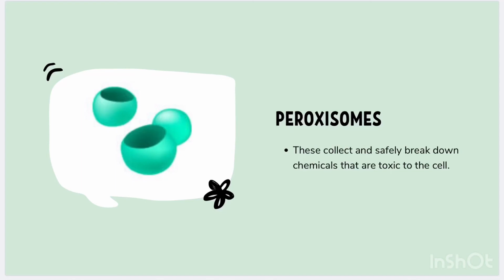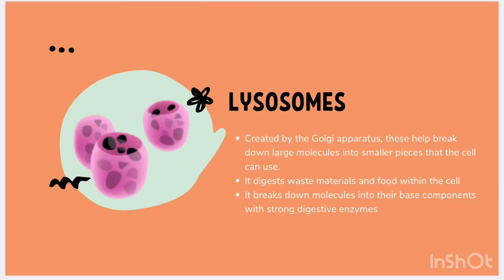Peroxisomes collect and safely break down chemicals that are toxic to the cell. Those oxidation reactions produce hydrogen peroxide, which is the basis of its name. Lysosomes are organelles that are created by the Golgi apparatus. They digest waste materials and food within the cell. Lysosomes break down excess or worn out cell parts, and they may be used to destroy invading viruses and bacteria, like how our white blood cells protect us from those.